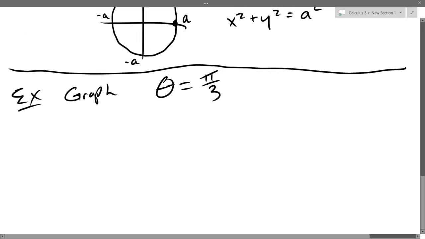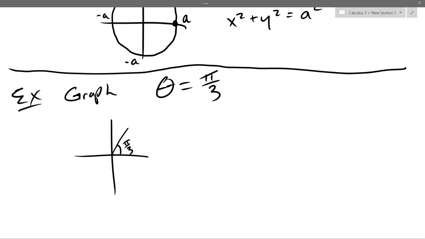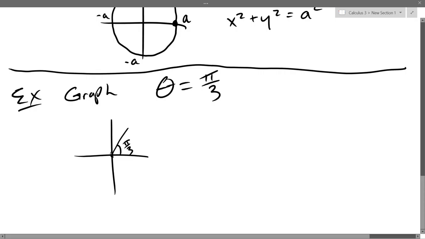So let's think about theta is pi over 3. We're measuring in polar coordinates. So if I just draw the angle pi over 3, that's how it will look, right up there in quadrant 1, pretty close to pi over 2. If your radius is 0, r equals 0, you're going to be at the origin.